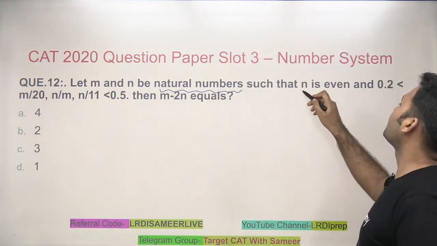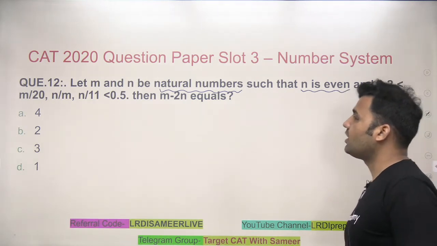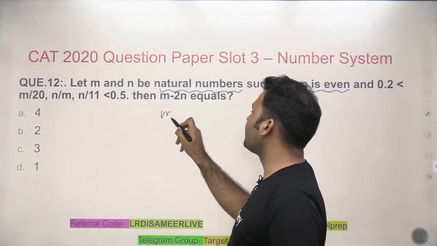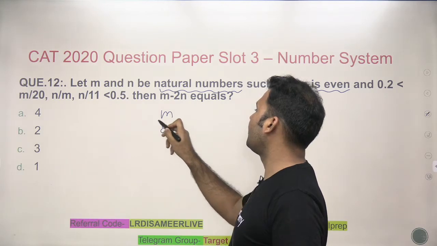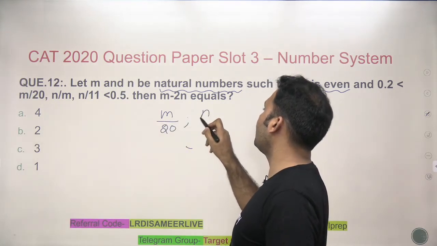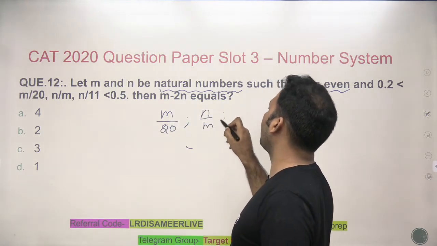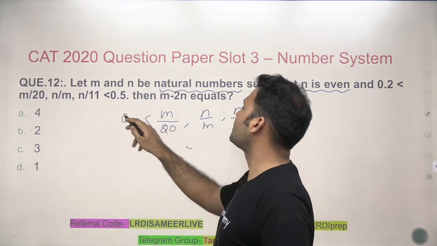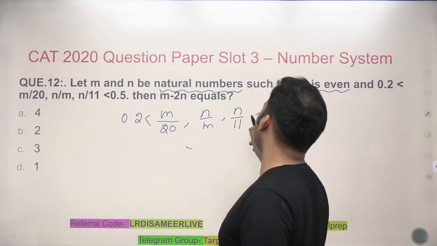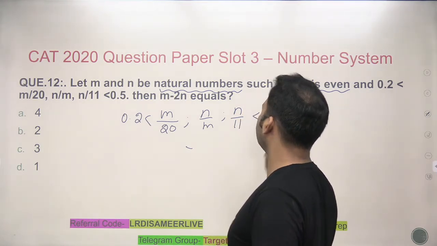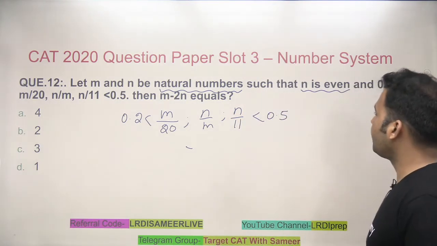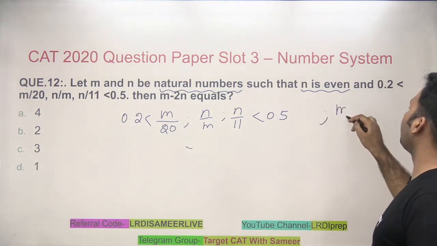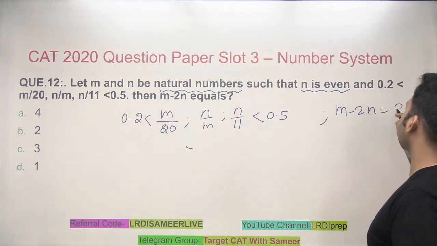And it is also given that N is even. And then you have M upon 20, N upon 11 greater than 0.2 and less than 0.5, and N upon M also greater than 0.2 and less than 0.5. And we are supposed to find out what is the value of M minus 2N. This is what we are supposed to find out.